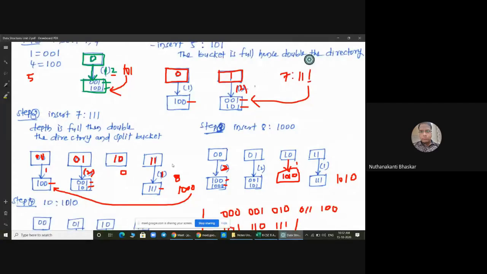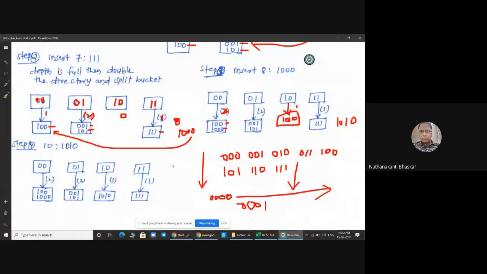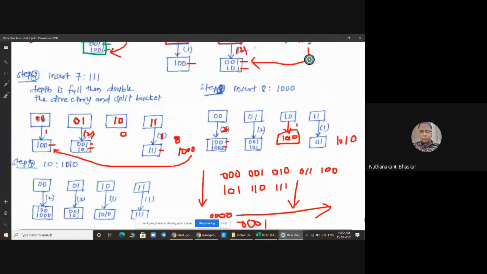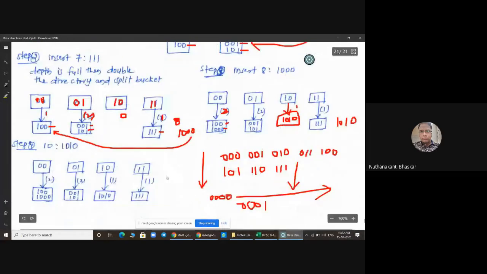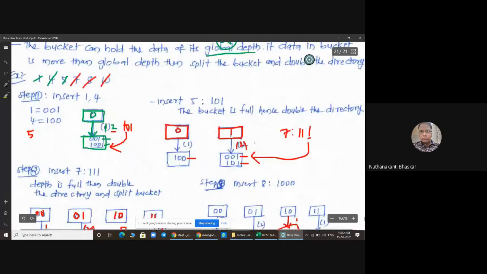And one more thing: why have I taken the global depth as 2? Sir, why can't we take the global depth as 10? If I take the global depth as 10, what happens? In the zero bucket alone, how many elements can we insert? 10 elements.